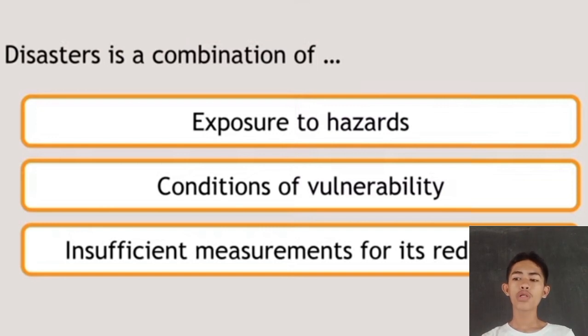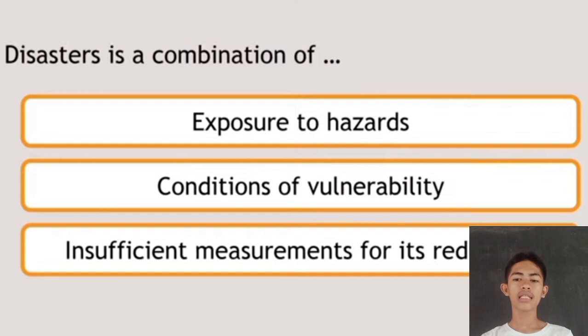This is also the reason why NCR or National Capital Region is very prone to disaster, because number one reason is that they are overcrowded. Therefore, maraming maapektuhan kapag nagkaroon ng isang hazard doon sa area na yon.